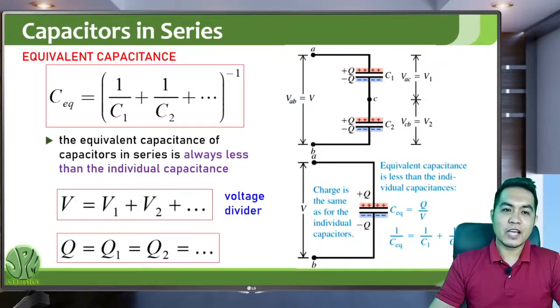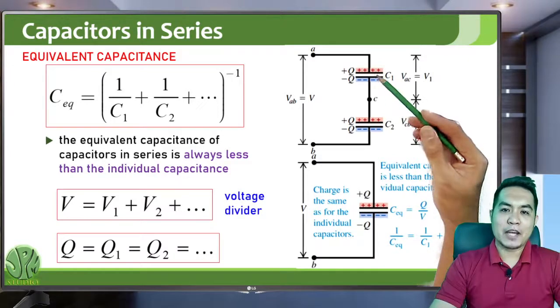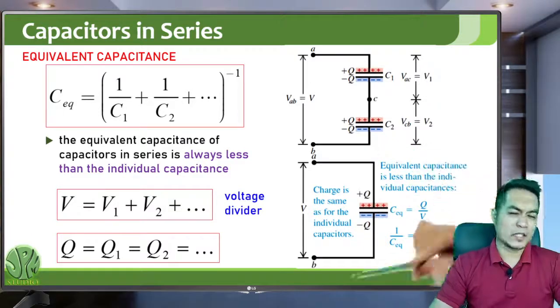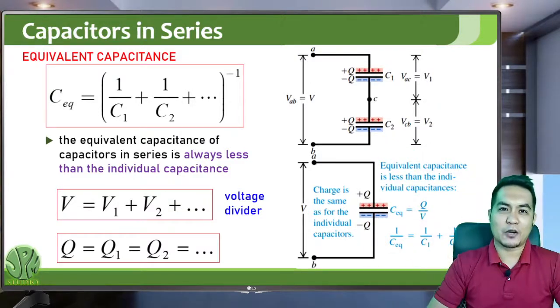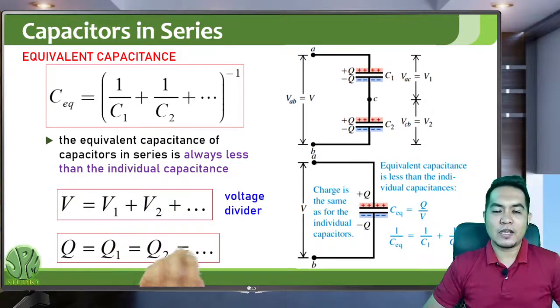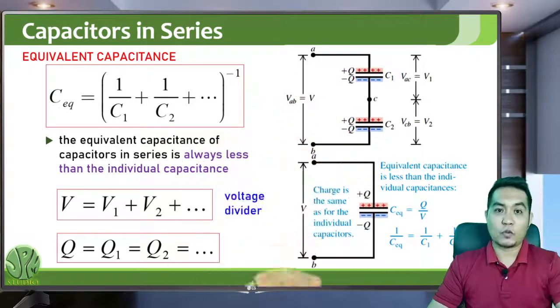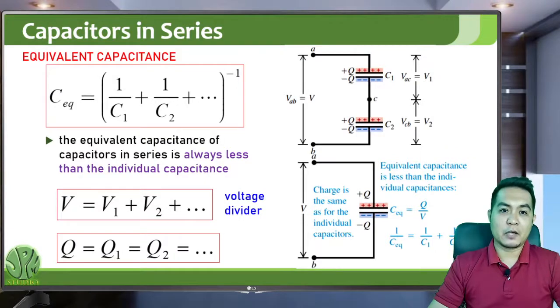But if you have a series connection, the magnitude of the charge on the plates of capacitor 1, capacitor 2 and capacitor 3, depending on how many capacitors are connected in series, are all the same. They are all equal to the charge of the total, equivalent capacitor.